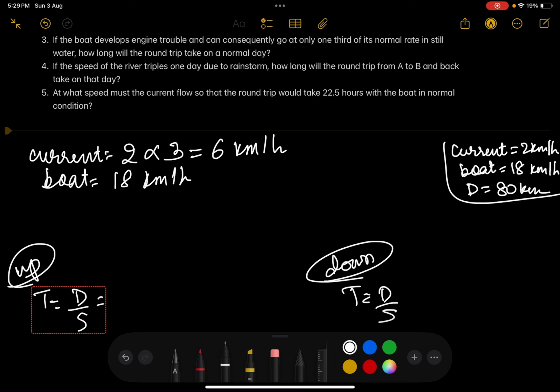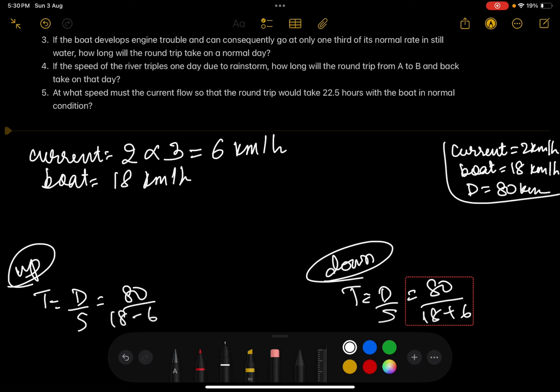If we check it here directly, distance is 80, of course. Let's just do it directly now. Upstream speed is the difference of the speeds, 18 minus 6. For downstream, it is the sum of the speeds, correct? Now this is going to be 80 by 12 and 80 by 24.